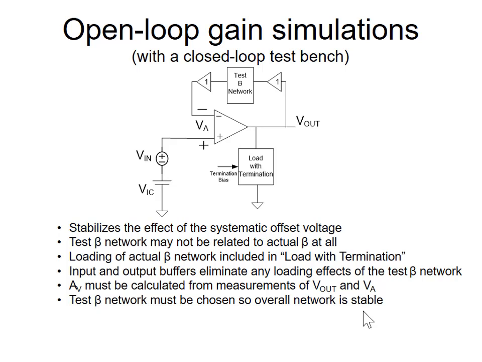And I don't want the A amplifier to affect the beta network. So I'll put an ideal buffer on the output of that as well. So now I have a feedback network. And this stabilizes the effect of the systematic offset voltage when you're in feedback. The test beta network that I've got here may not be related to the actual beta network at all. The actual beta network might have a beta of 1/2. The test beta network might have a gain of 0.01.